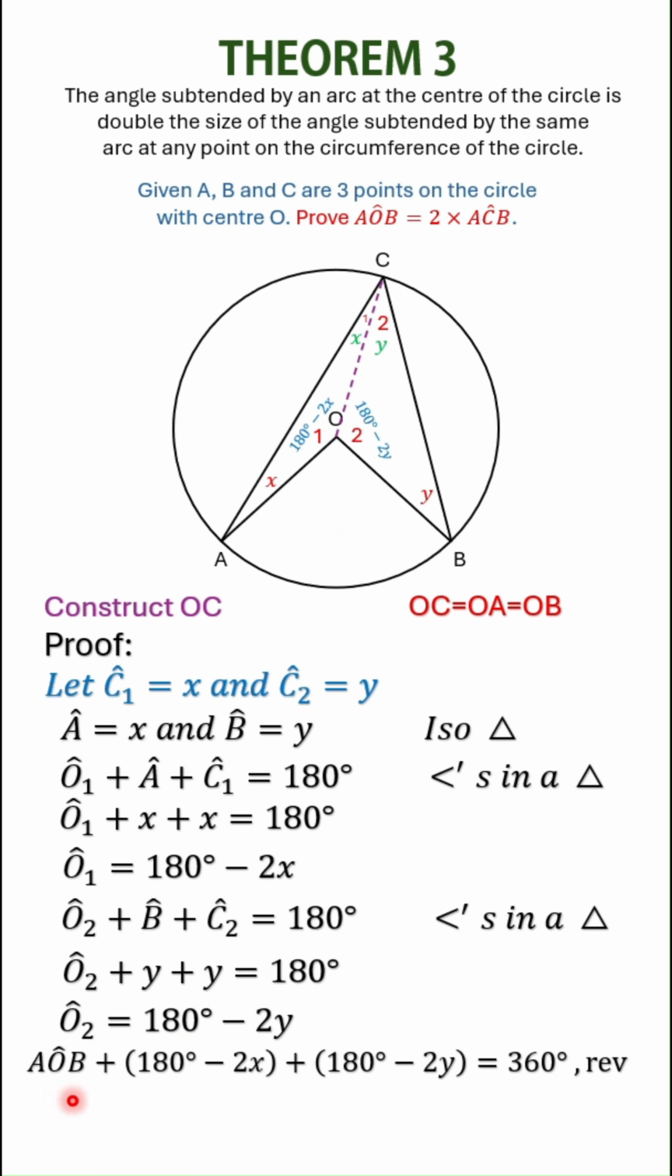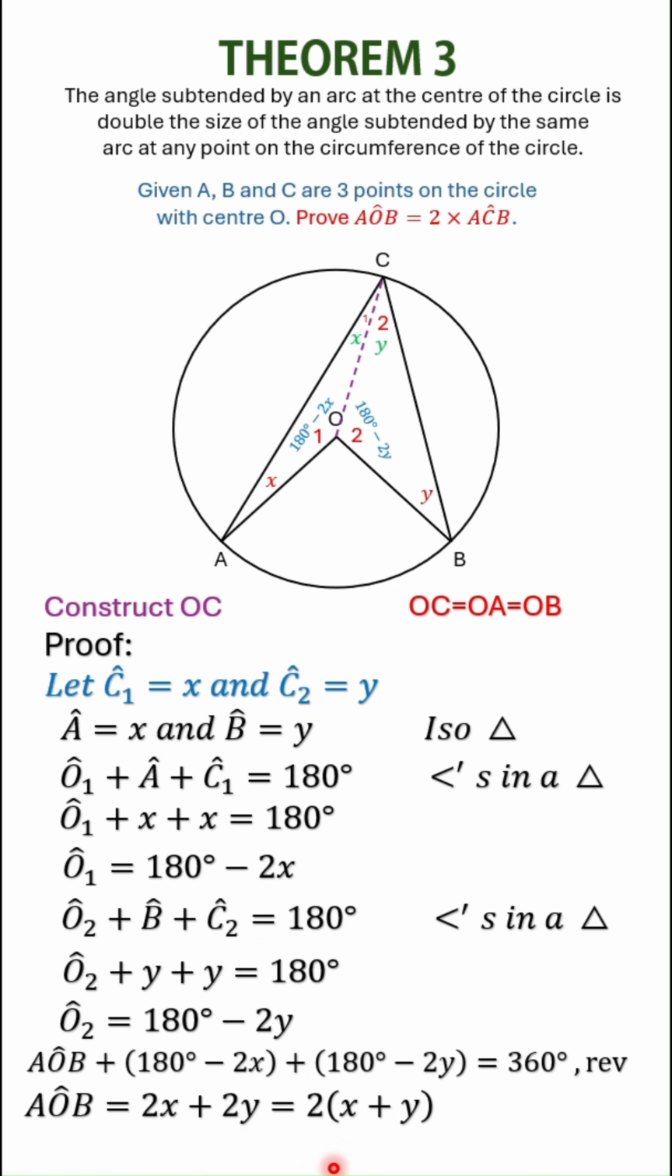So now the angles around the point are this angle, which is AOB, the angle of O1, and the angle of O2. So we know O1 is equal to 180 minus 2x and O2 is equal to 180 minus 2y. If we simplify this, the angle of AOB is actually equal to 2x plus 2y.